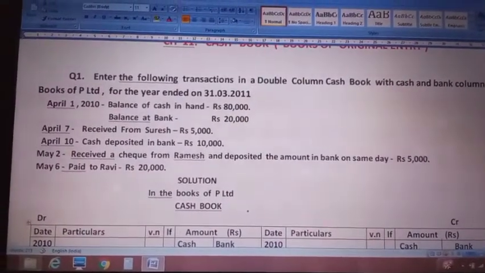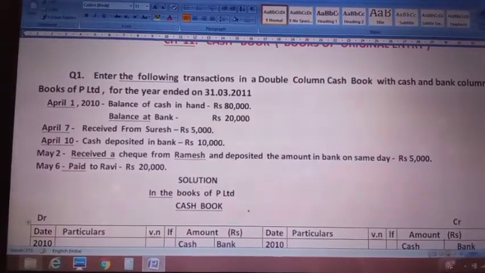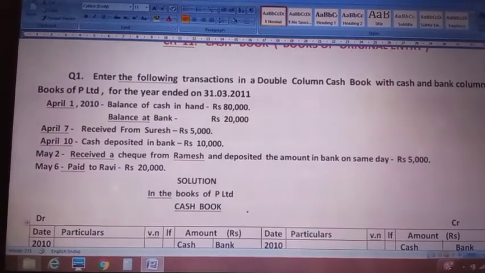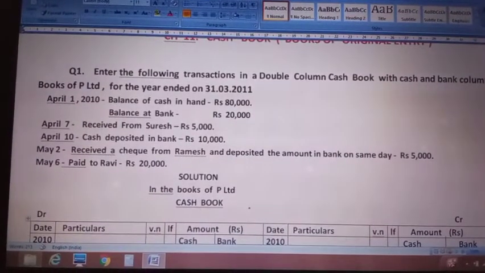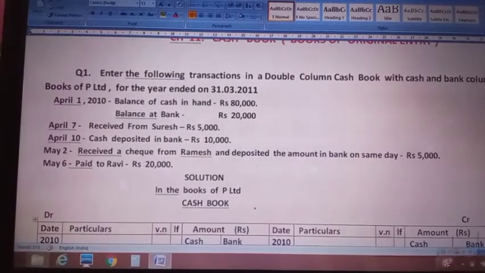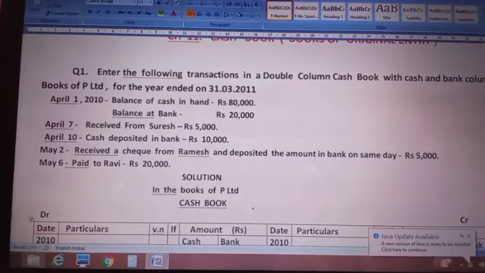Okay, then on April 7 we have received from Suresh. So this is a normal entry, that means cash is received, so we will write it on the debit side of the cash book, and in the cash column we will write the amount since we have received it in cash. Okay, then April 10, cash deposited in bank.